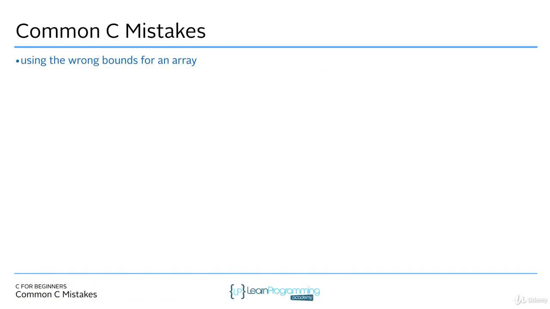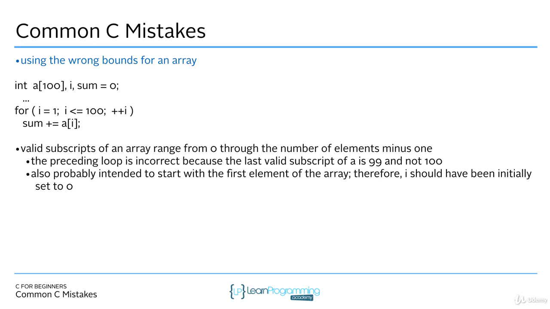Using the wrong bounds for an array, an out of bounds exception. Here we're declaring an integer array of 100 size, and then a couple variables i and sum, with only sum being initialized. And we go through our loop, and we say for i equals 1, i is less than or equal to 100. That's incorrect, because the size of 100 means that there's 100 elements in the array. But arrays are zero-based, so the first element is 0. The max index that you can assign or access in the a array is 99.